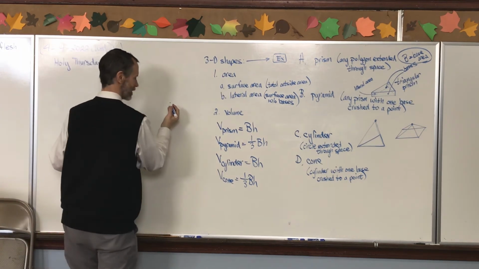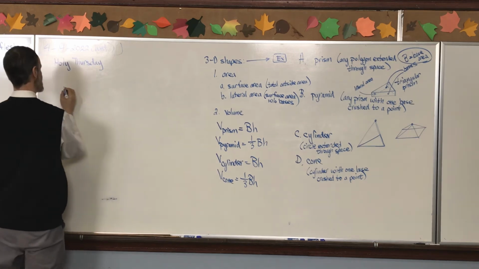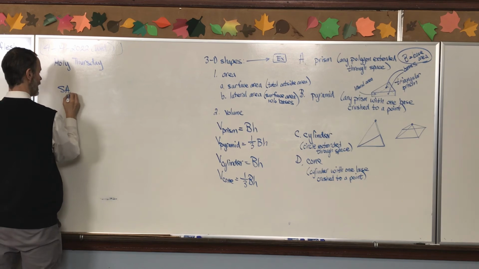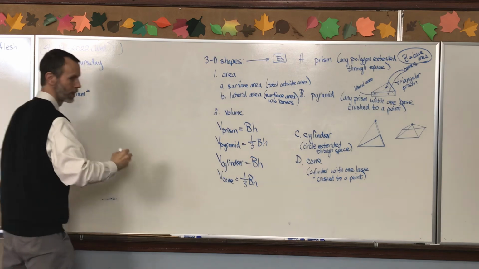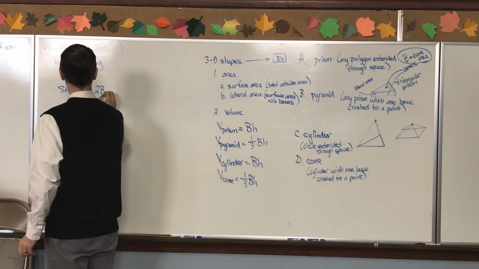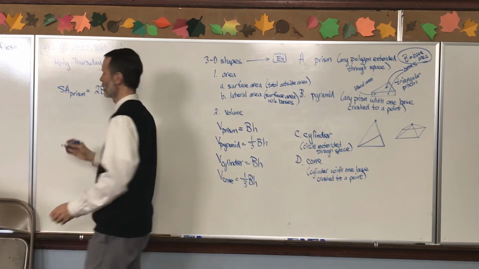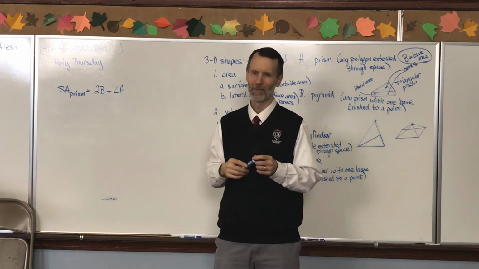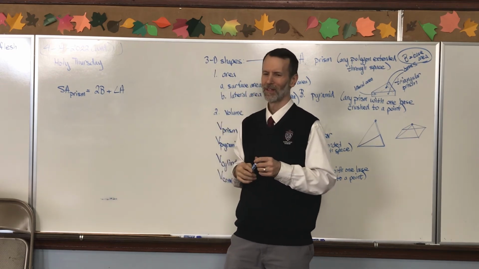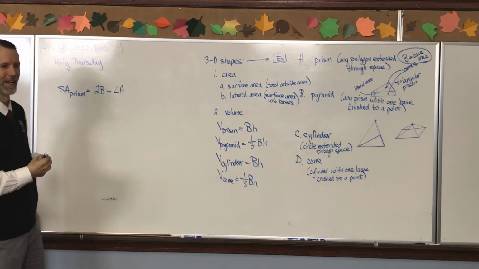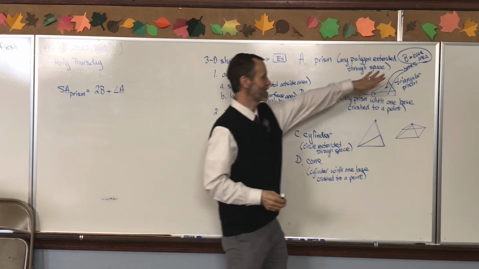I think I just have time for this. The surface area of a prism. Can somebody explain what that means? What do you think this means? Two times the base. So the area of the top, area of the bottom.